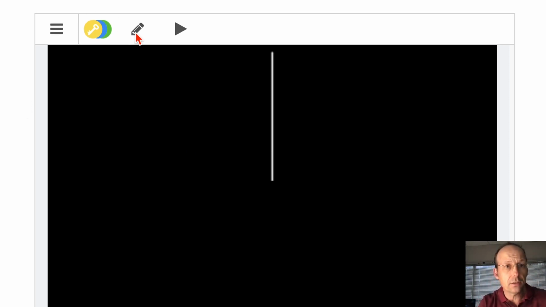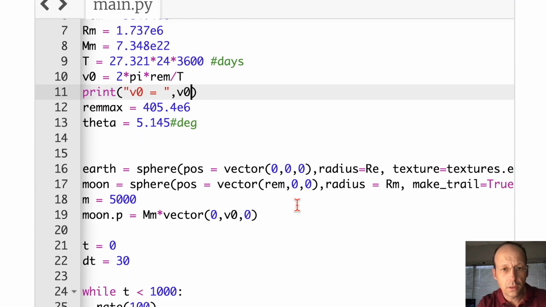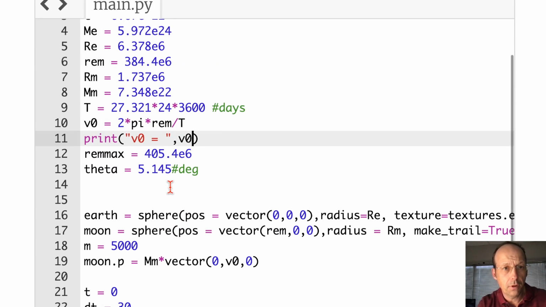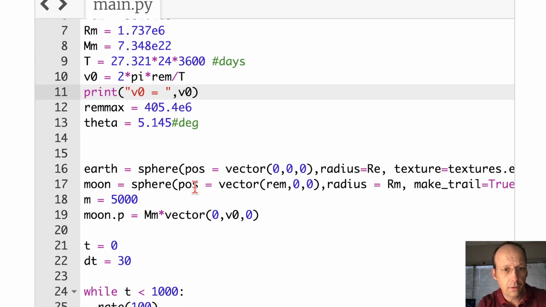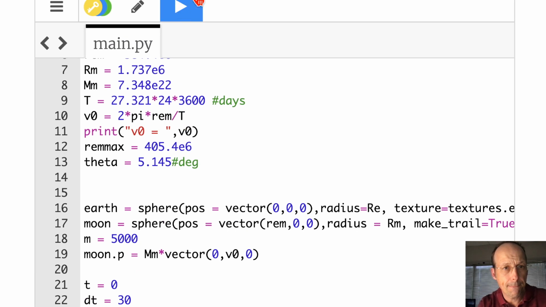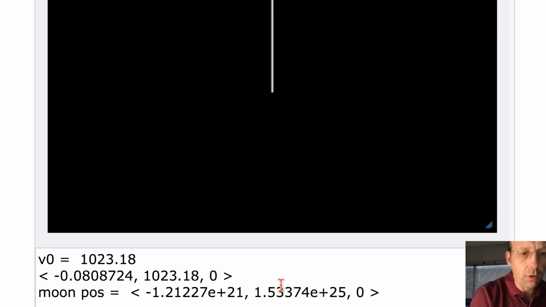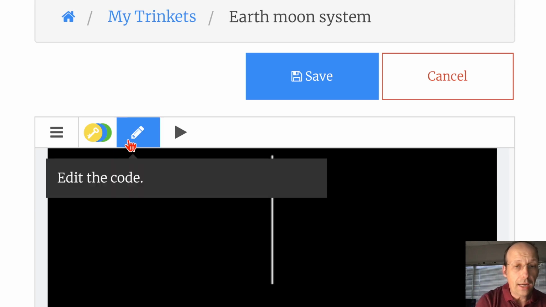But what's the final position? Position, R-E-M, that's right. Radius, make trail. Let's print the position. Print moon.pos. It looks like it's just blowing up. Yeah, so it blew up. It went times 10 to the 25th. That's not where it should be. Why did it blow up?